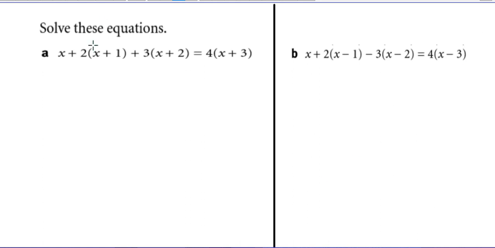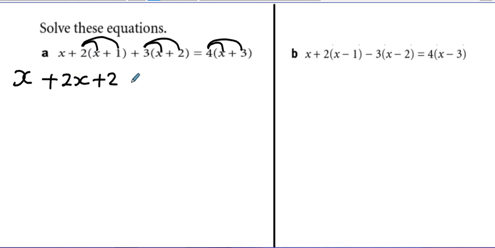Okay, let us start. We have a pair of brackets we have to expand. So 2 times x, 2 times 1, 3 times x, 3 times 2, 4 times x, 4 times 3. So this will be x plus 2 times x is 2x, 2 times 1 is positive 2, that will be plus 3x, that will be plus 16, that will be equal to 4x plus 12.